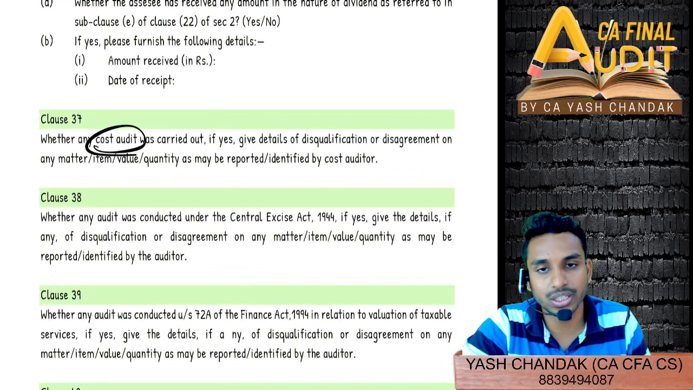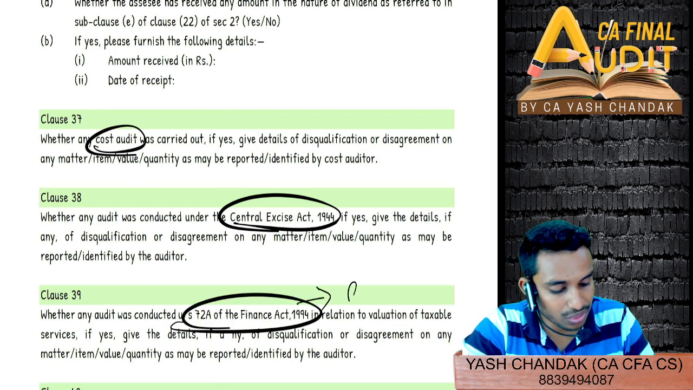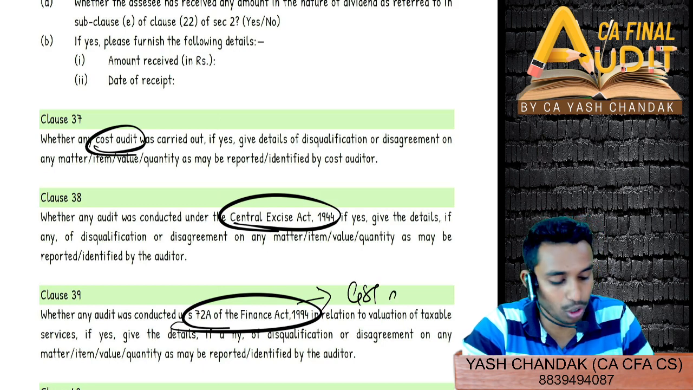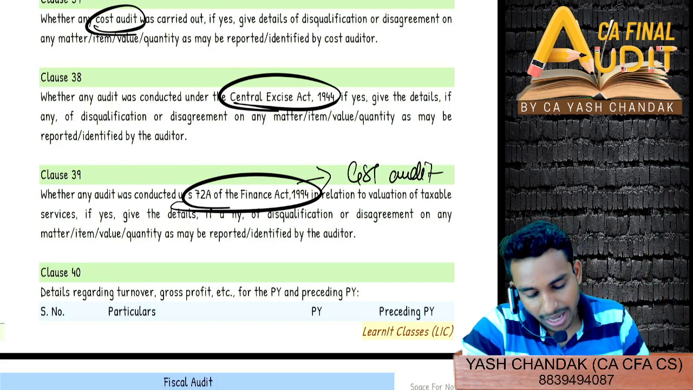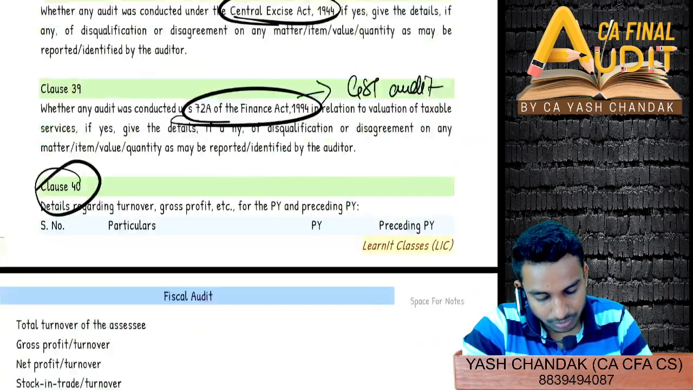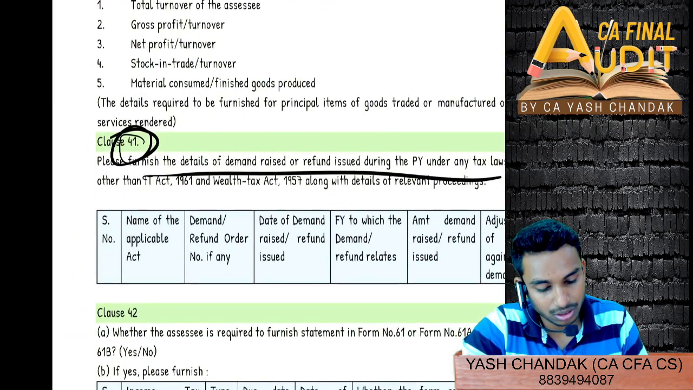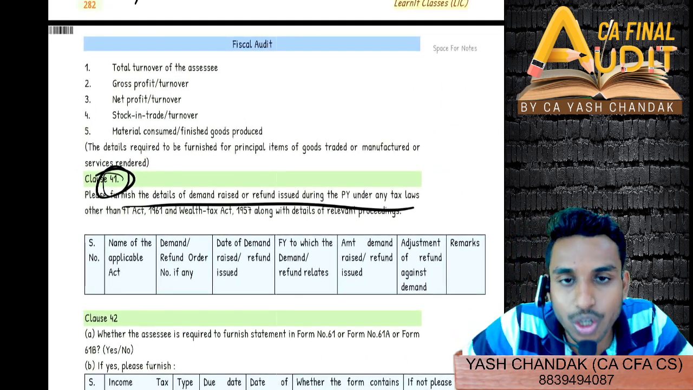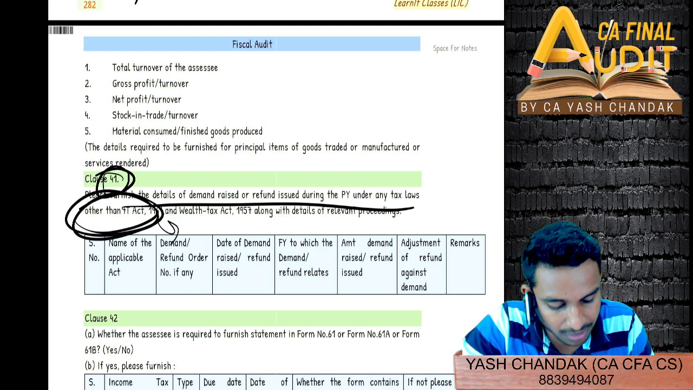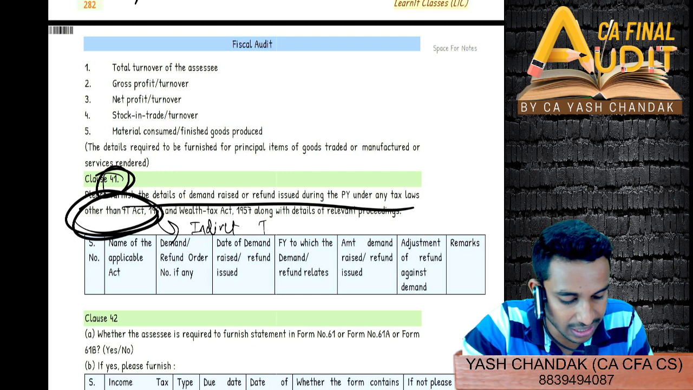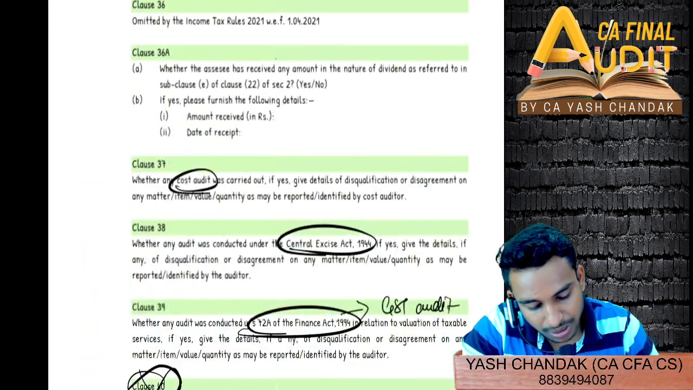So 37 relates to cost audit, 38 relates to excise audit, 39 relates to service tax audit, or since service tax is no more there, you can say GST audit, if they are being done by the GST department or the service tax department. And then clause 41: during the previous year, any refund or demand raised under any tax laws other than the Income Tax Act, that is, any other indirect tax act or any other act other than the Income Tax Act. I'll just brief you about these clauses.